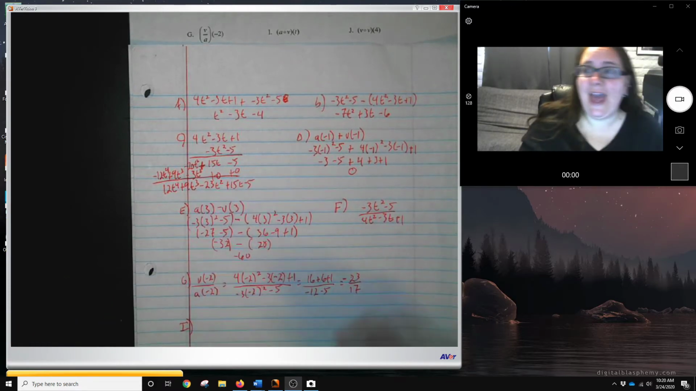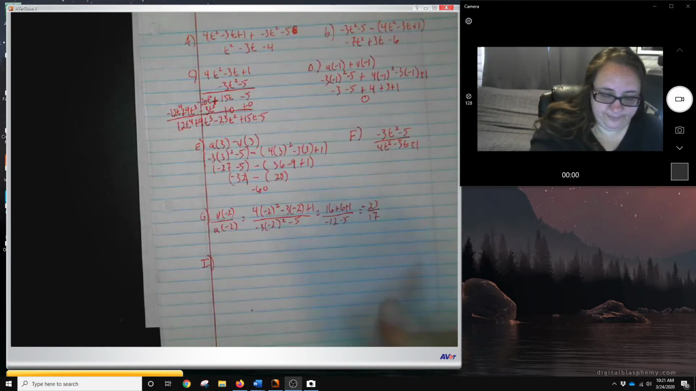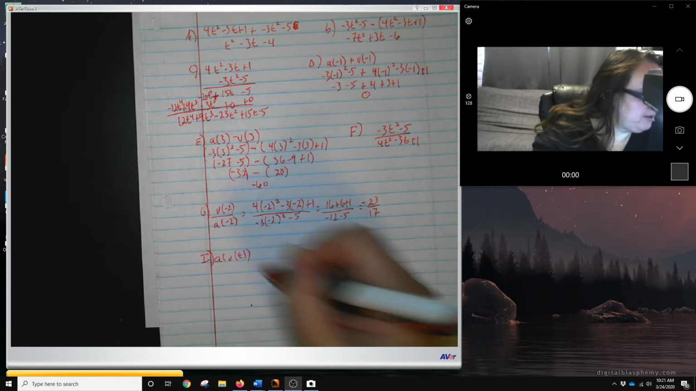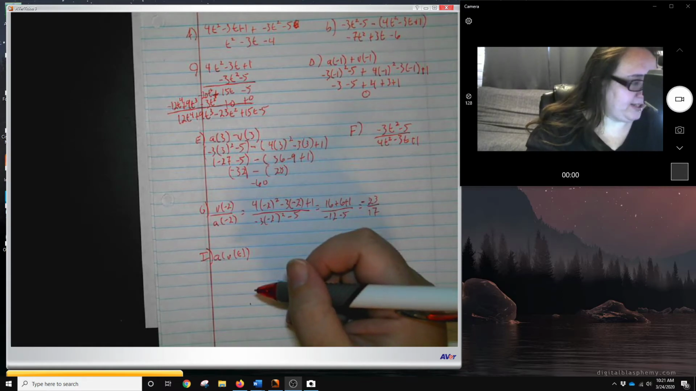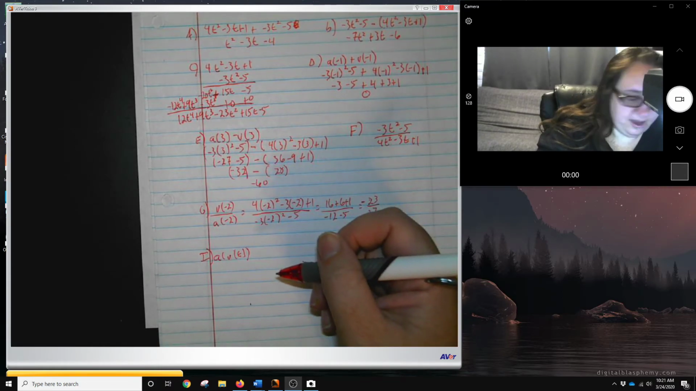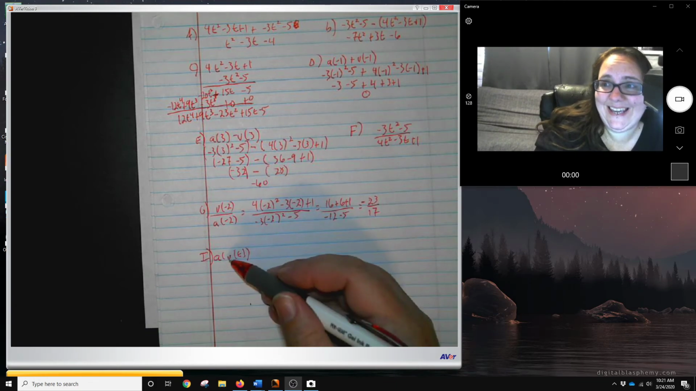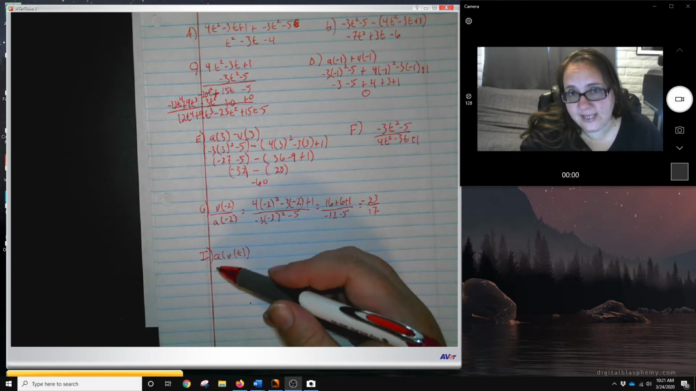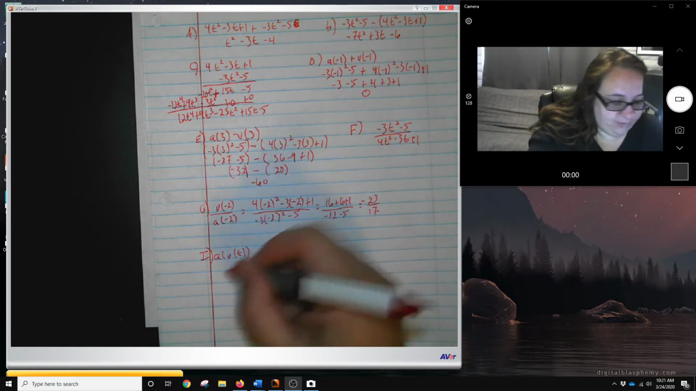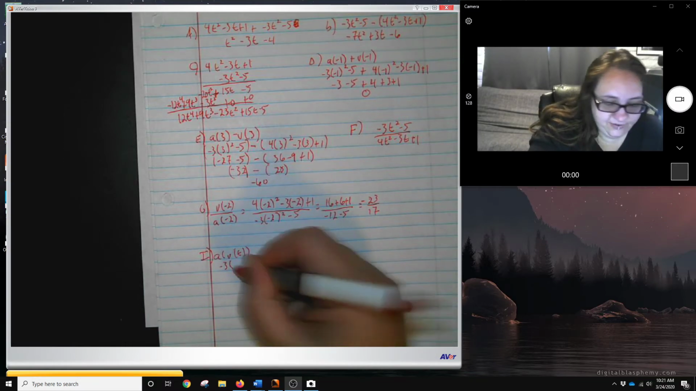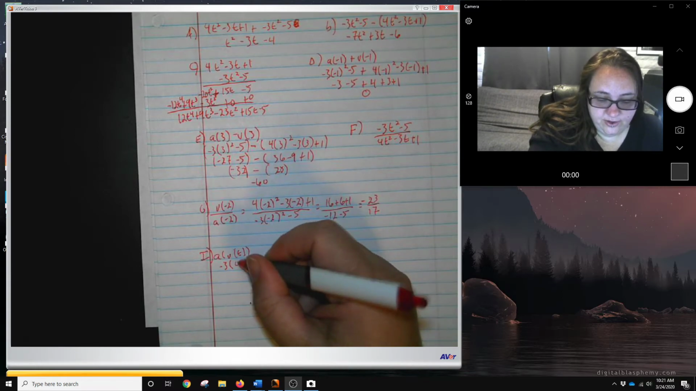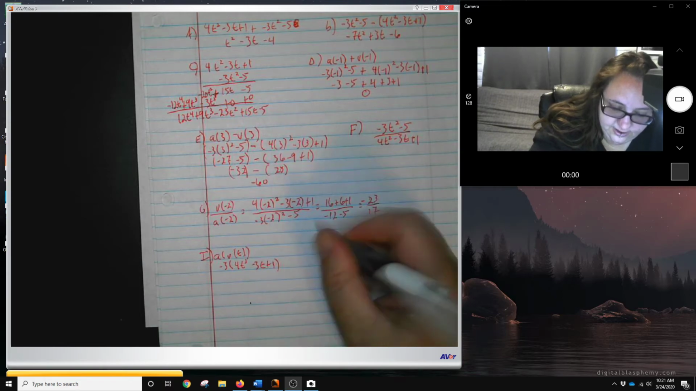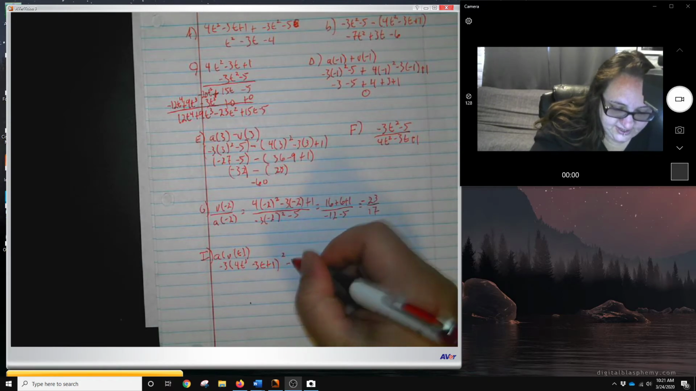Letter I. A of V of t is going to be, we put V of t into A. So we go to A, and everywhere we see a t, we replace it with V. So that would be negative 3 times 4t squared minus 3t plus 1 squared minus 5.